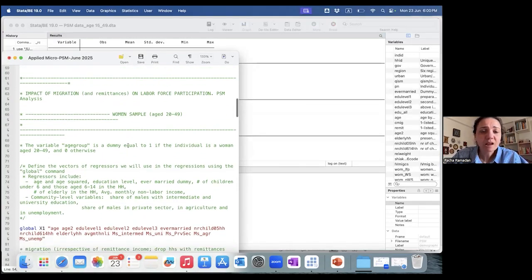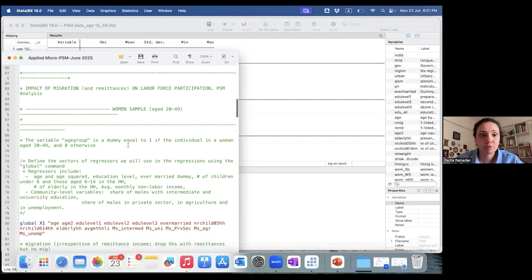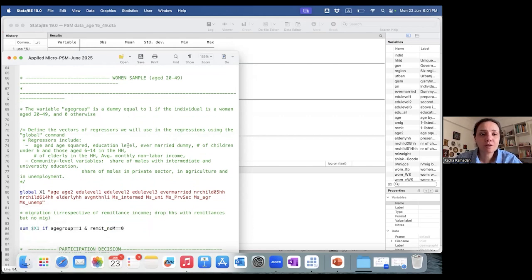Now, let's go to our main question that will use the PSM to answer. So we want to see what is the impact of having a migrant in the household sending remittance on labor force participation. Okay, we will focus on women who are between 20 and 49 years old. So the whole sample is between 15 and 49, but we focus on those who finished school, supposedly, and university, because our variable of interest, our Y, is female labor force participation.